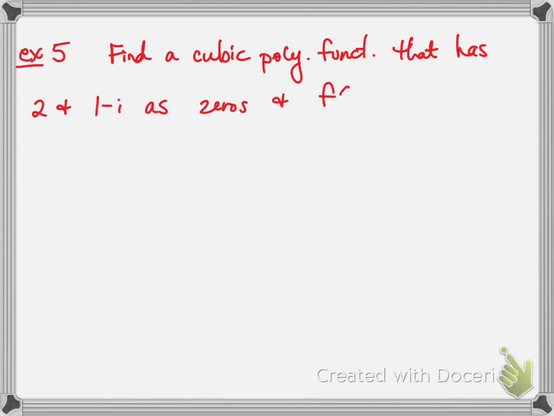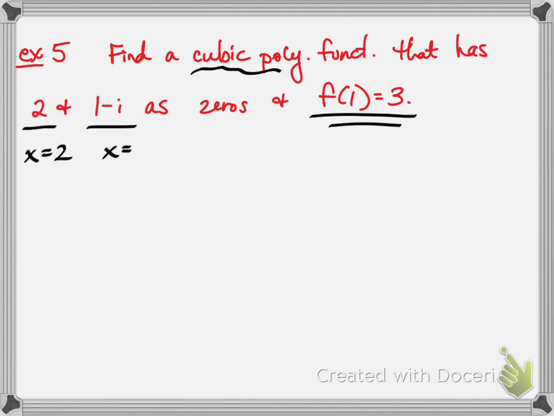And f of 1 is equal to 3. All right. Lots of important clues there. We're going to look for a cubic function, so the highest power will be a 3. And we have these zeros to start with, and then we'll deal with this new fact. So first off, I'm going to write these as my zeros and realize I will also have this one since they occur in conjugate pairs.